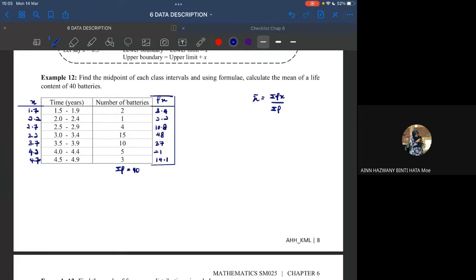Semua orang boleh follow? Boleh, Miss. So now let's find the sum of fx. Korang kira berapa sum fx kamu?